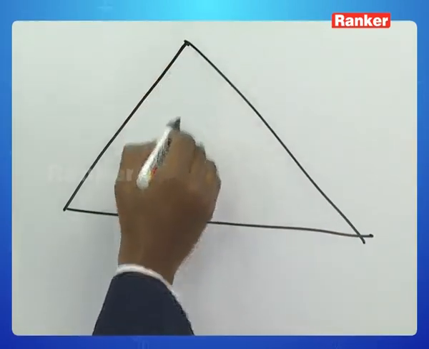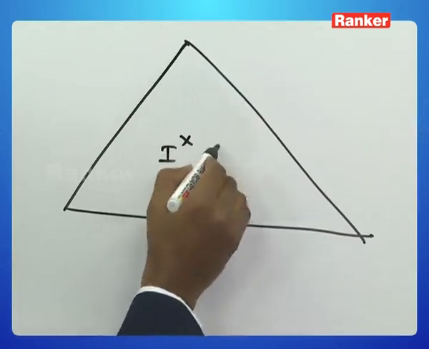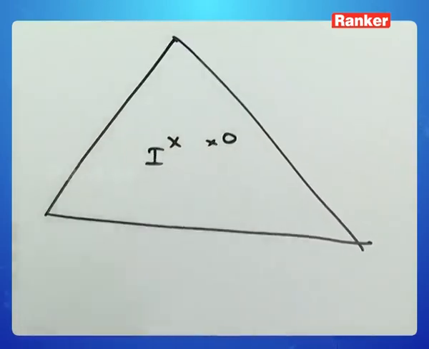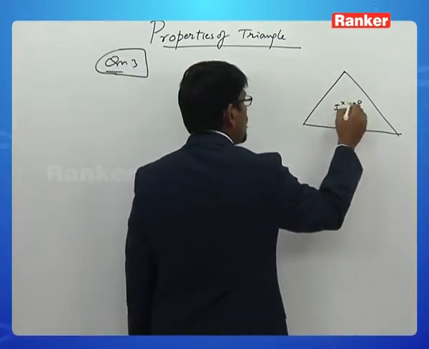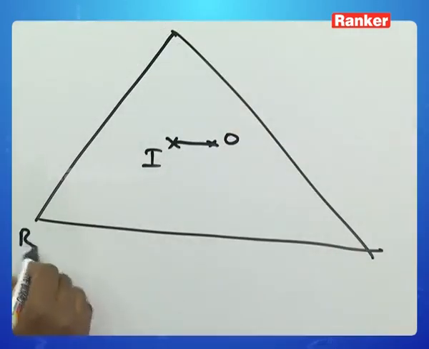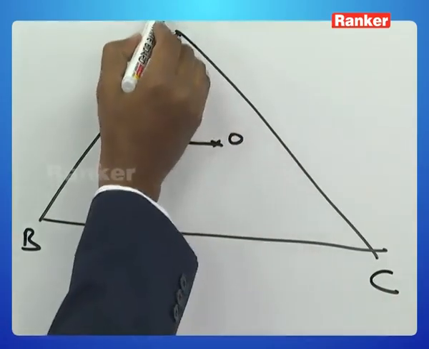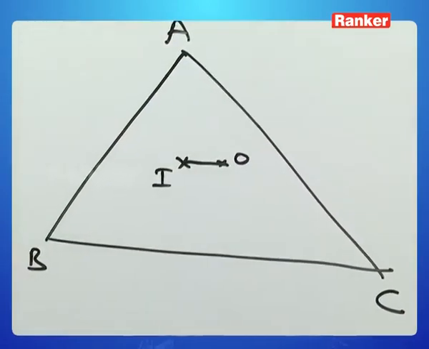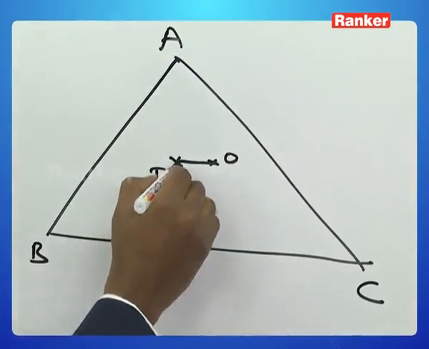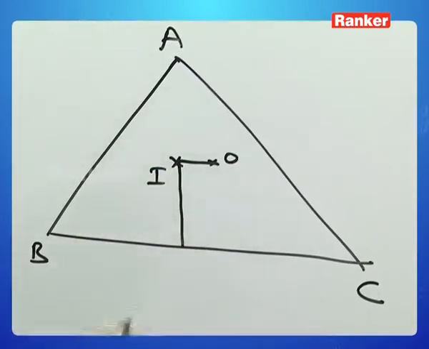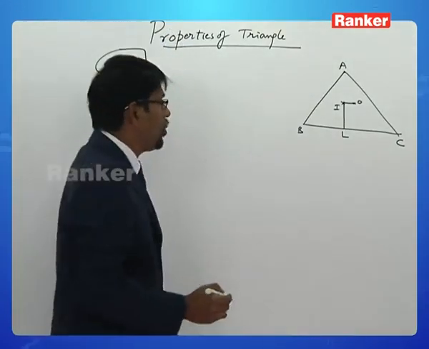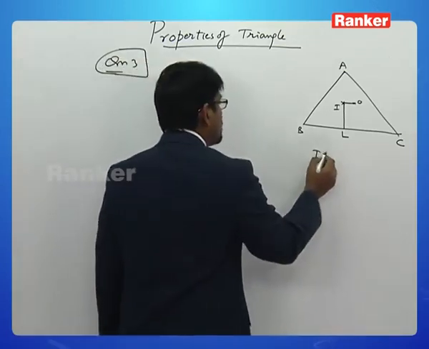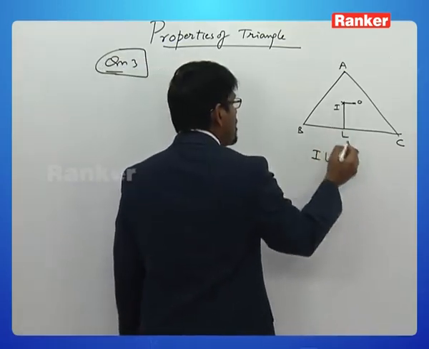Let us say the incenter is here and the circumcenter is O. It says IO is parallel to BC. If you drop a perpendicular from I onto BC, what is this length? Let's say the foot is some L. What is the length IL? That's nothing but the inradius.